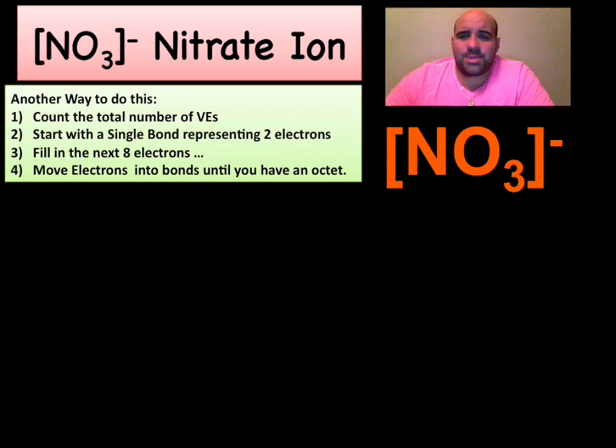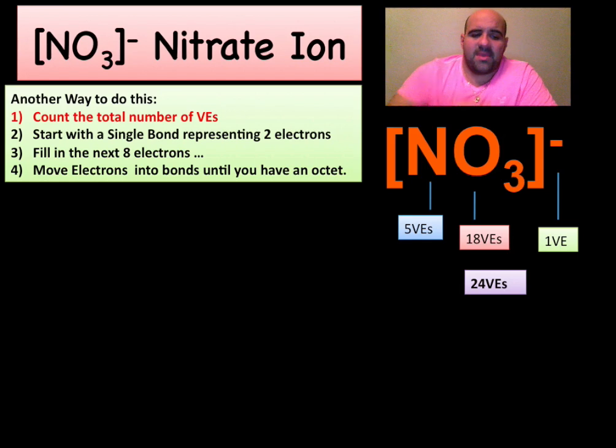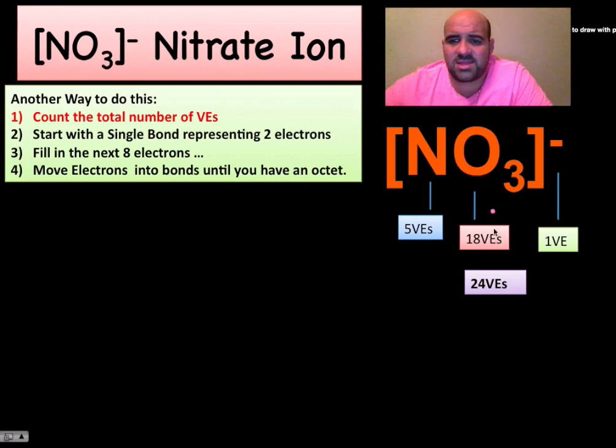So now we're going to look at the nitrate ion, and we're going to draw the Lewis structure for this. The first thing we want to do is count the total number of valence electrons. We have nitrogen, which has 5 valence electrons, and 3 oxygen, which each have 6, for a total of 18 valence electrons. And note this negative sign over here.